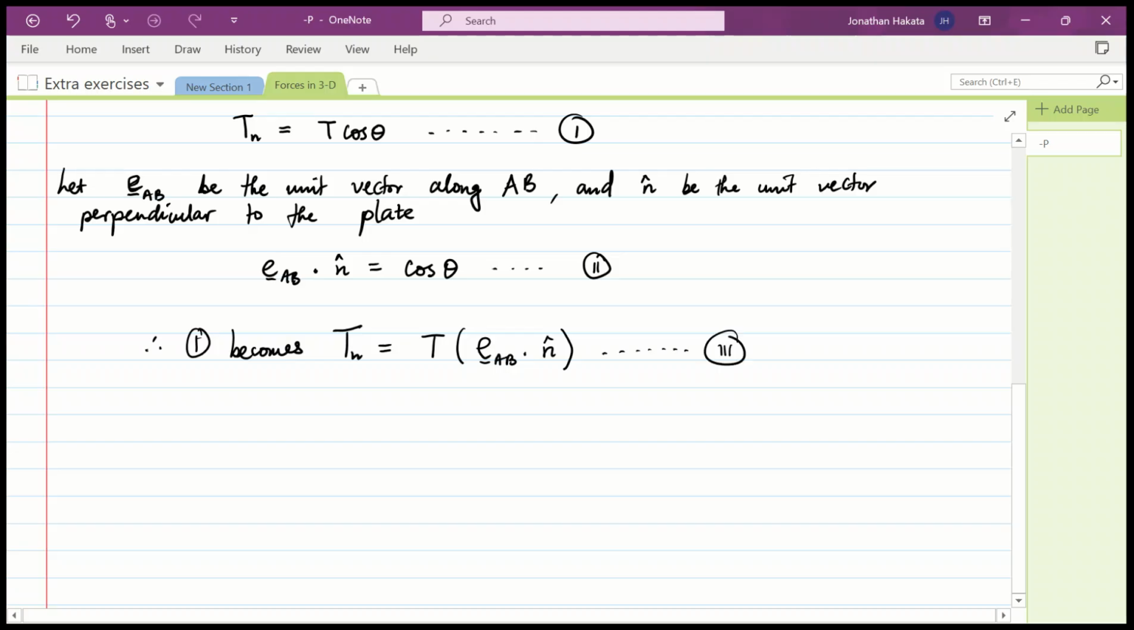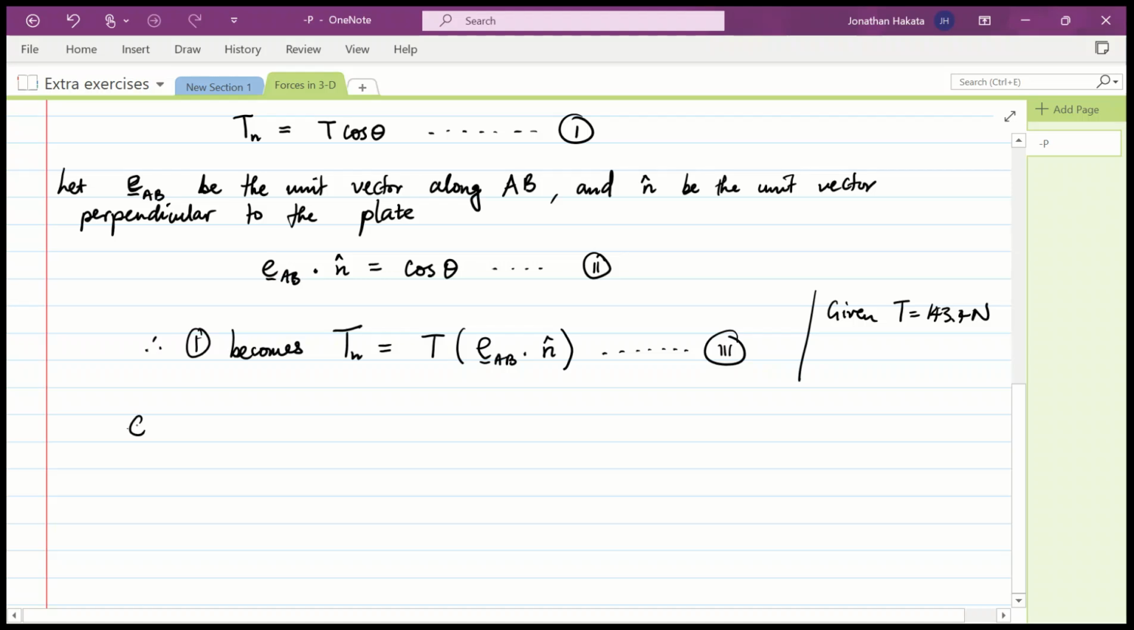So our task: we know T is given in the question. We are given the magnitude of T to be 143.4 newtons. So we are supposed to work out what EAB is and what n is.